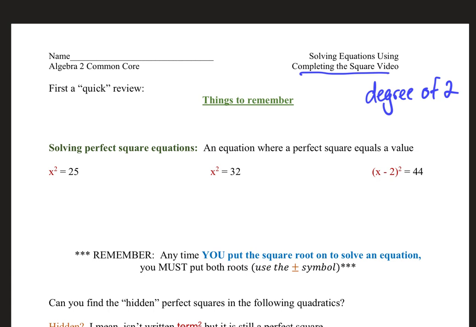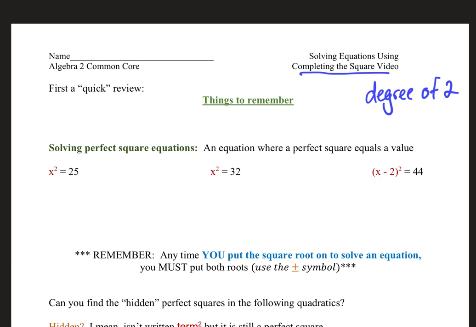So the first thing is you have to be able to solve a perfect square equation. This is almost the end product of completing the square, but if we do this all at once, sometimes it can be a little much. So you have to be able to solve a perfect square equation.